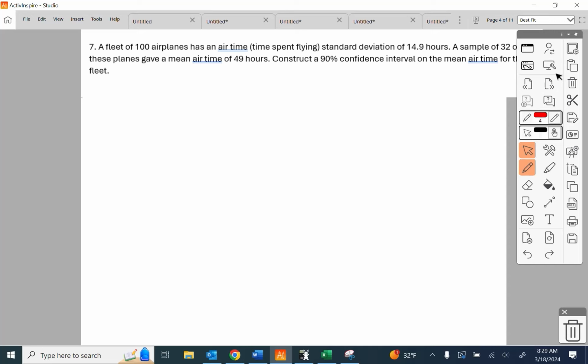7. A fleet of 100 airplanes has an airtime, time spent flying, standard deviation of 14.9 hours. A sample of 32 gave a mean airtime of 49 hours. Construct a 90% confidence interval. And this is not in the empirical rule. So it's straight up TI-84.